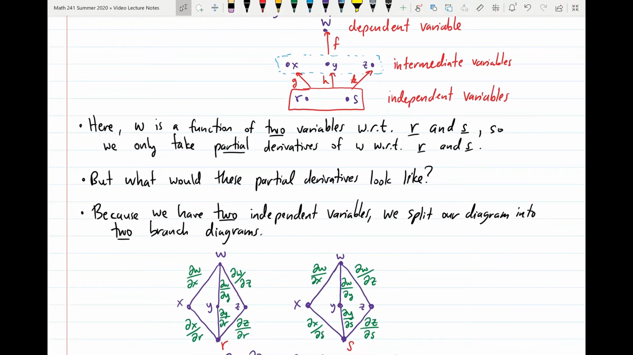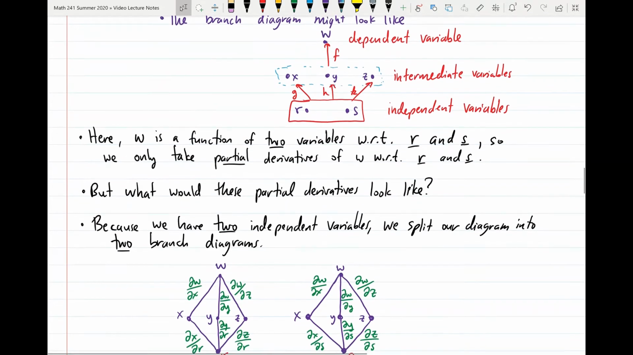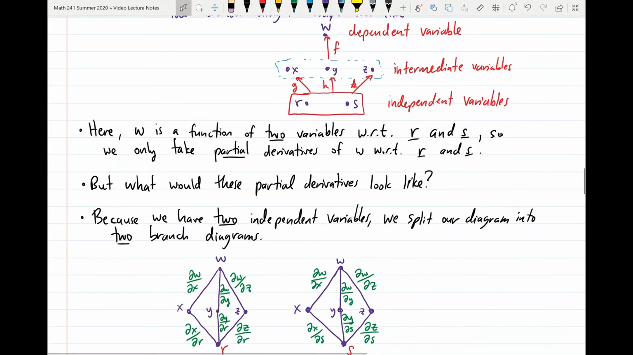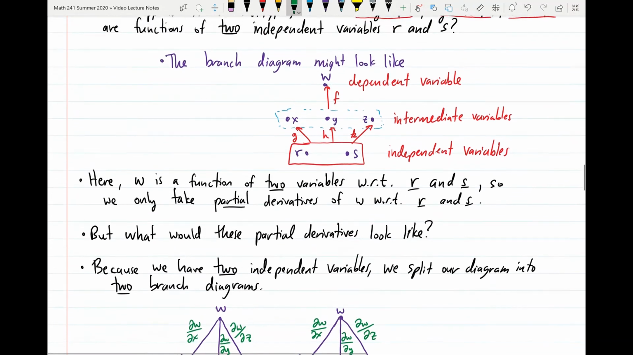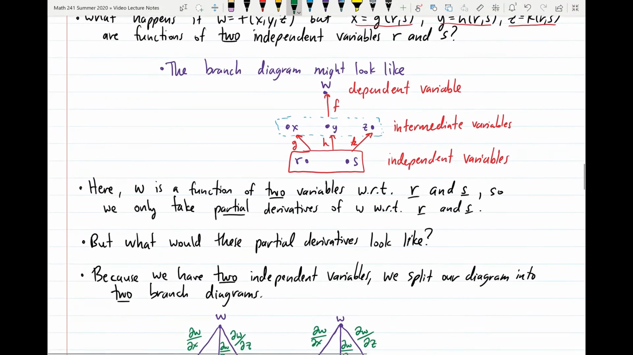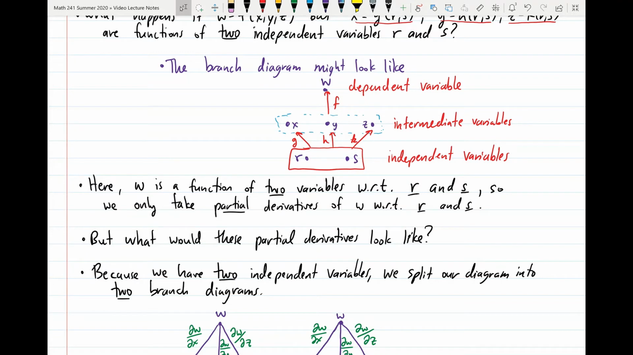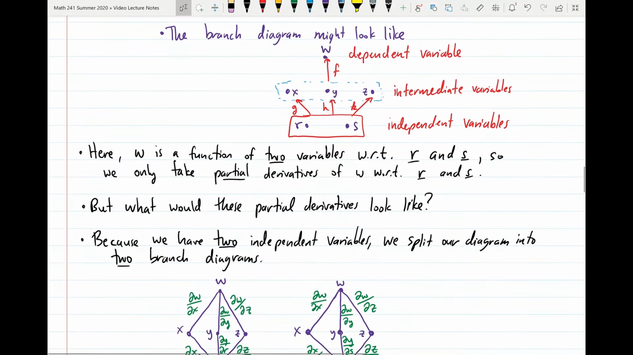So here, well, I should say that we're going to explain how to fix this little problem with branch diagrams below, or maybe I shouldn't even call it a problem, just say account for this additional issue below. But here, w is a function of two variables with respect to r and s. So before we could write w as a function of one variable, just t. But now w is going to be a function of two variables r and s when we compose. So we can only take partial derivatives of w with respect to r and s.